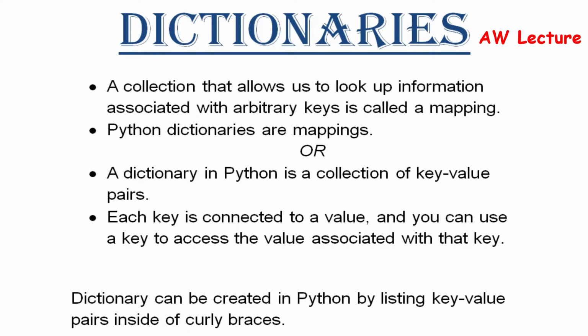So now let's discuss dictionaries. A dictionary is a collection that allows us to look up information associated with arbitrary keys, called mapping. So Python dictionaries are mappings, or you can say a dictionary in Python is a collection of key value pairs. Each key is connected to a value, and you can use a key to access the value associated with that key. A dictionary can be created in Python by listing key value pairs inside of curly braces. Now let's discuss an example.